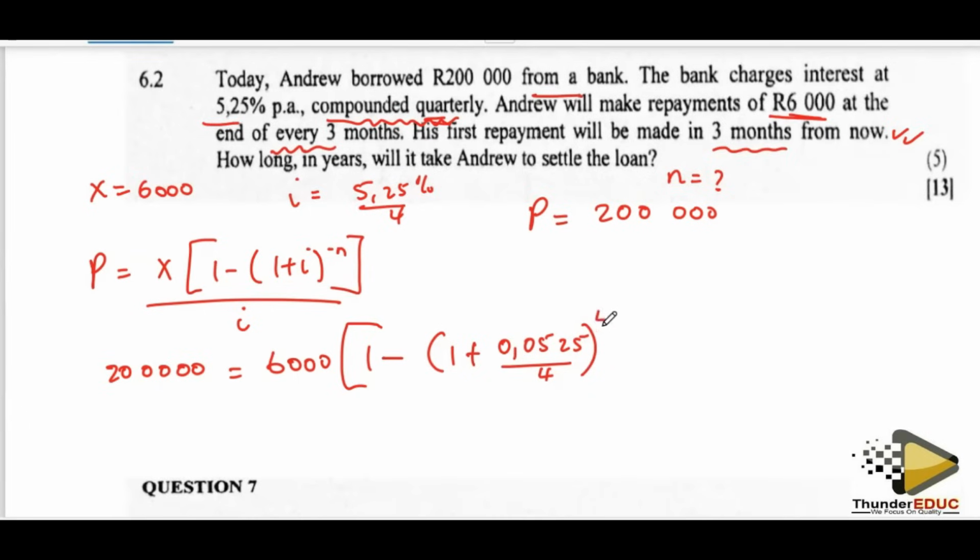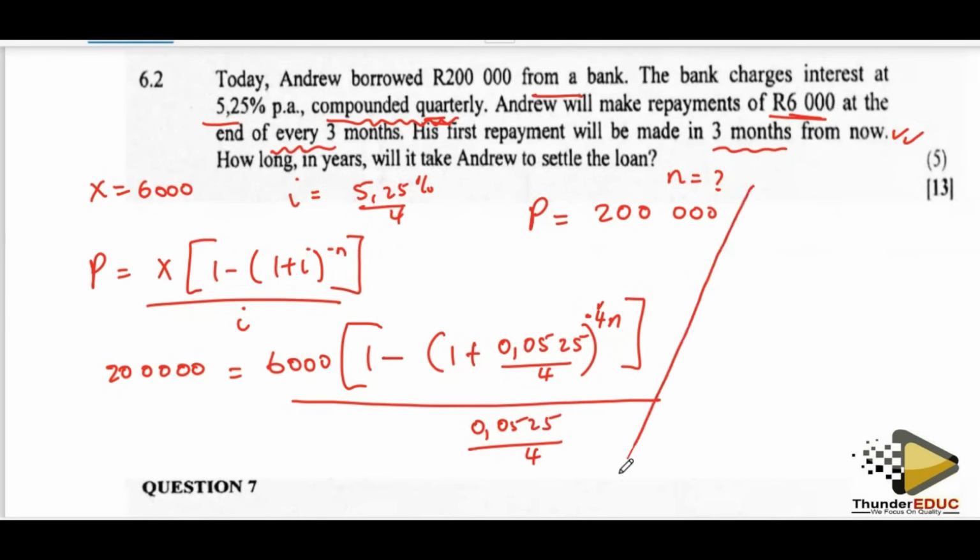Then my exponent here, I'm going to say 4n. 4 is for the quarter, and n will represent the number of years. But that must be negative. I'm dividing this by the same interest rate, 0.0525 divided by 4. Okay, so step number 1, I'm going to simplify this and that. Either I divide them, or I multiply this and that, and then divide by 6,000. Whichever way.